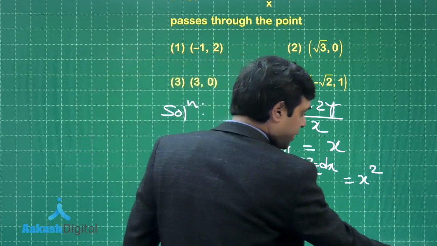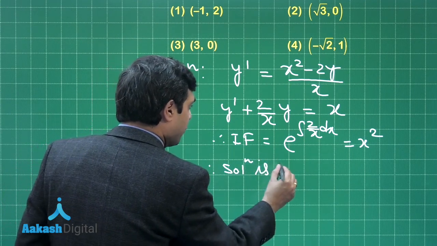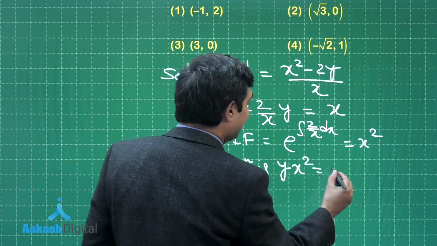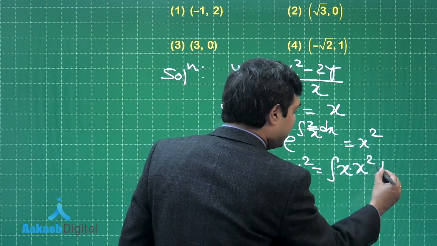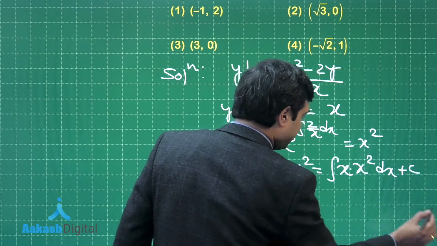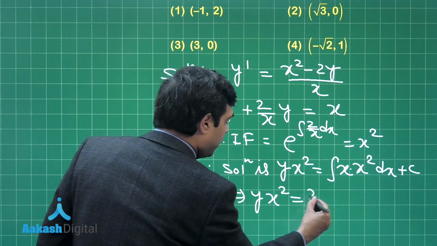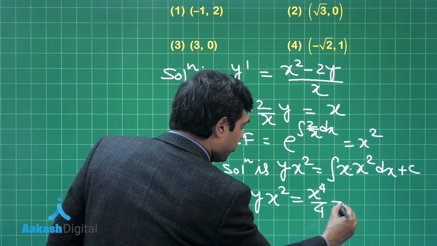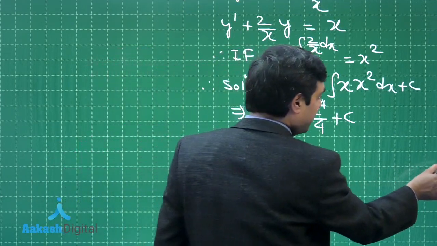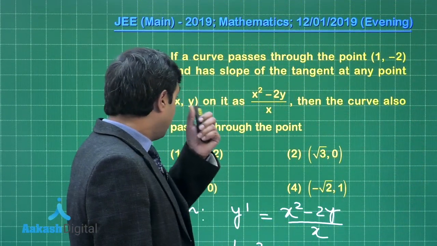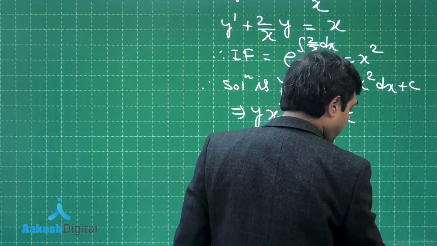So, write down the solution now. Therefore, solution is y x² = integral x times x² dx plus constant of integration, or y x² = x⁴/4 + constant of integration. So, this is clear. Now, let us see what condition is given. It is given the curve is passing through (1, -2). So, let us pass it through the point.